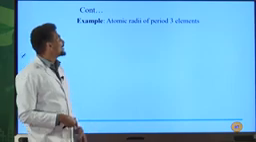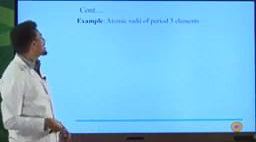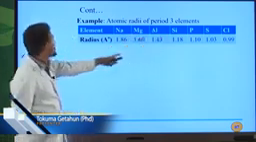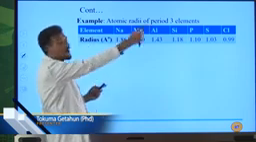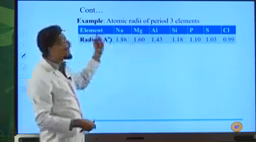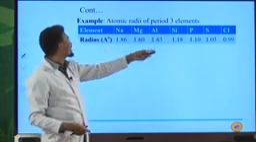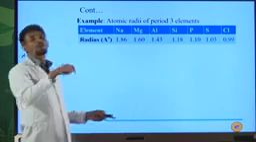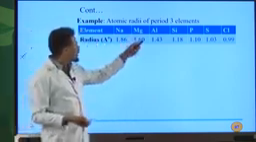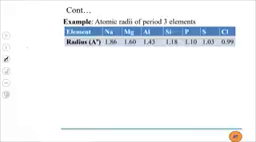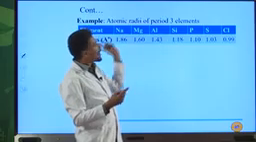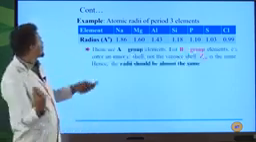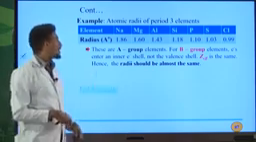Okay, atomic radius of period 3 elements: sodium, magnesium, aluminum, silicon, phosphorus, sulfur, chlorine. When we move from left to right across the period, the atomic radius decreases. For sodium, it is 1.86 angstrom. Angstrom is equal to 1 times 10 to the power of minus 10 meter. So this one has only 1.60 angstrom of radius, and it decreases when you move from left to right across the period. So this table shows you the atomic radius of period 3 elements.